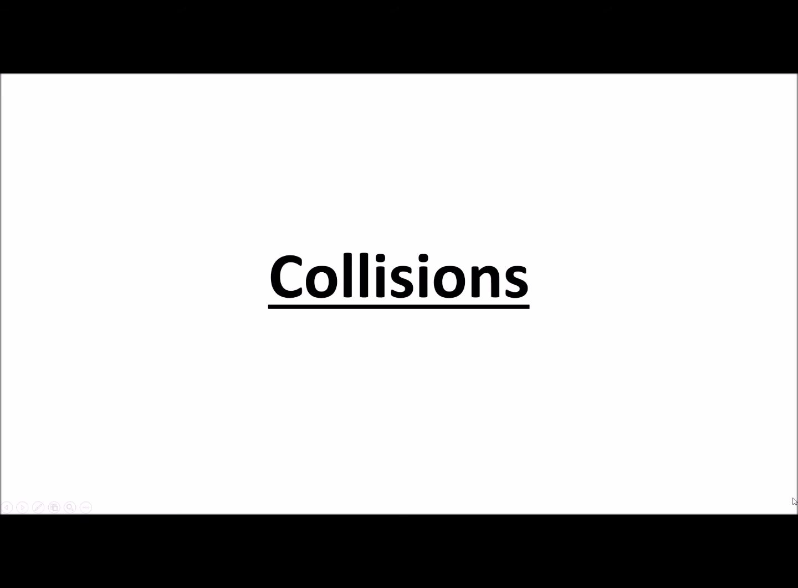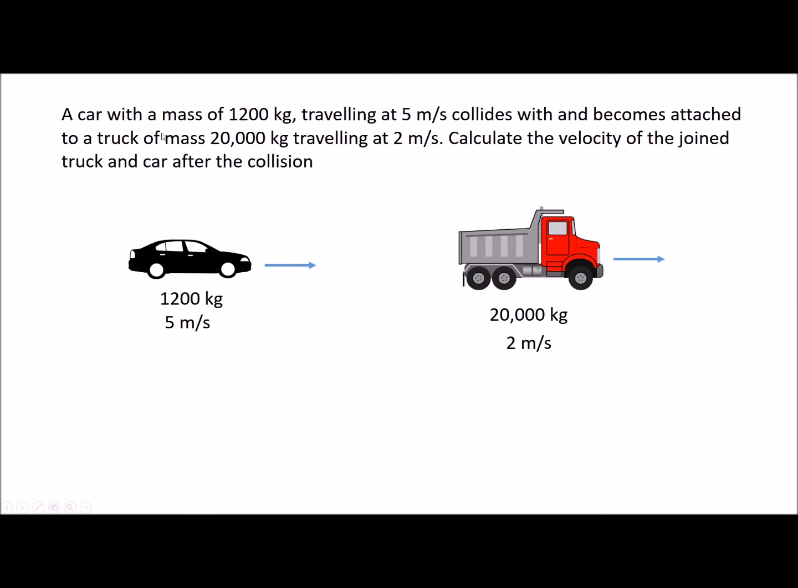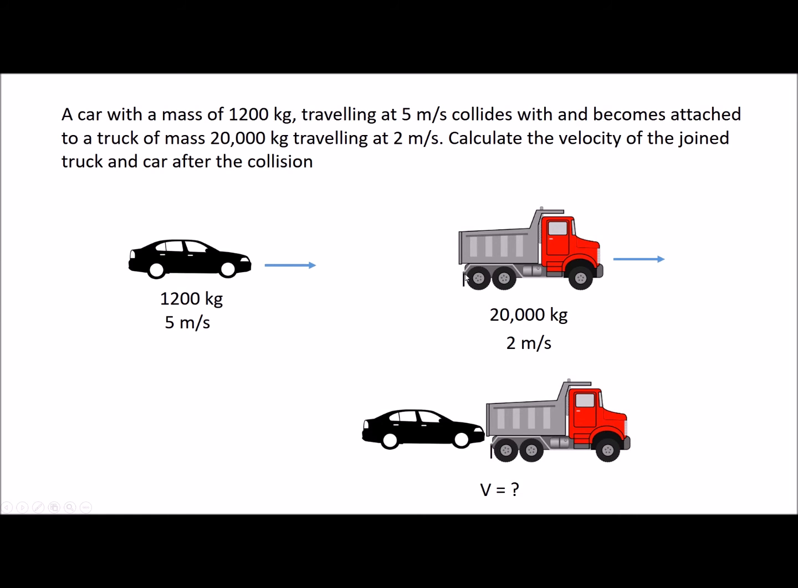So our first event we're going to be looking at is collisions. I've got a question here that says a car with a mass of 1,200 kilograms traveling at 5 meters per second collides with and becomes attached to a truck of mass 20,000 kilograms traveling at 2 meters per second. Calculate the velocity of the joined truck and car after the collision. So this car over here is going to crash into the back of this truck, and for a brief second straight after the collision they're both going to be joined together, and we have to calculate the velocity of the joined car and truck.